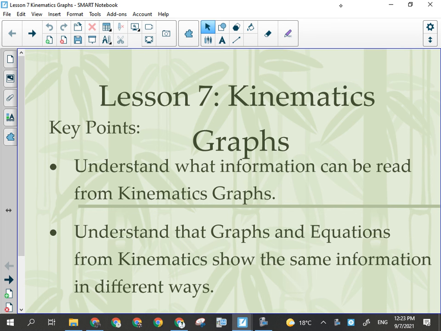Okay, so key points for today, we need to understand what information can be read from kinematics graphs, specifically position versus time and velocity versus time graphs. And we've got to look at how graphs and equations from kinematics show the same information in different ways. In fact, many, if not all, of the equations that we use in this unit are derived from those two graphs, from either a position versus time or a velocity versus time graph. So we'll be looking at where those come from as well.